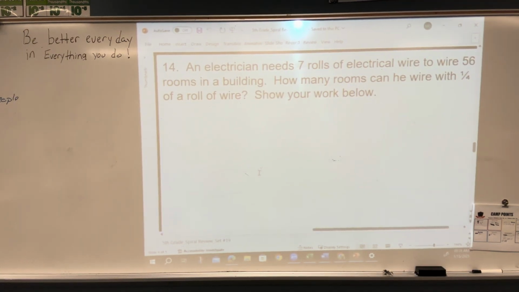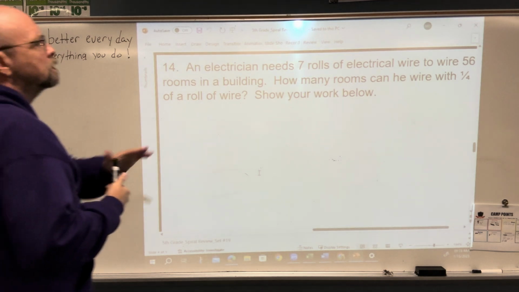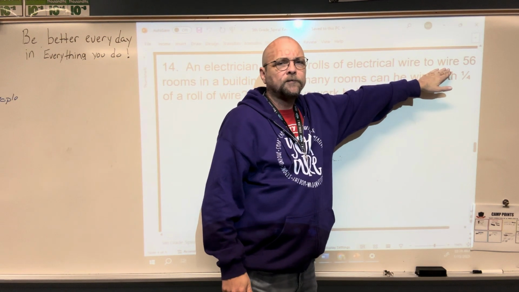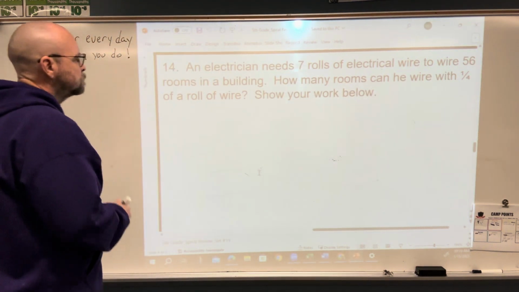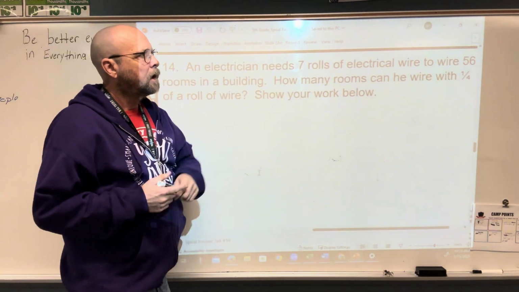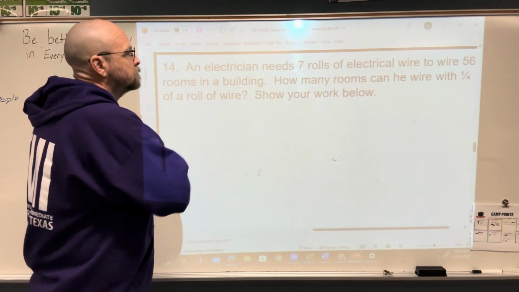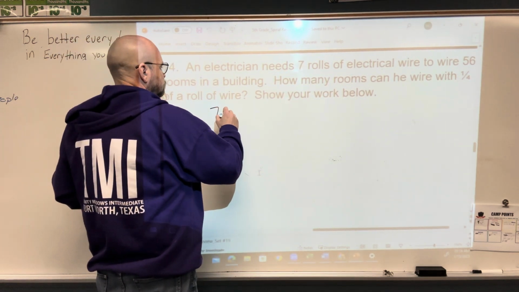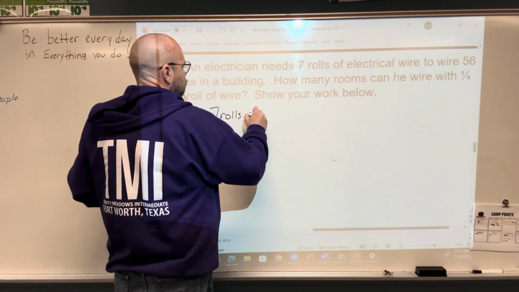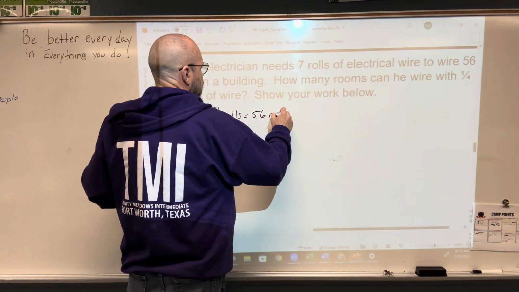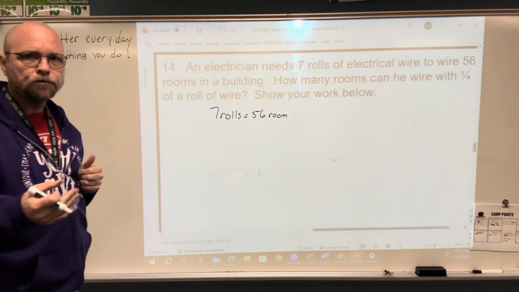An electrician needs 7 rolls of electrical wire to wire 56 rooms in a building. How many rooms can he wire with 1/4 of a roll of wire? Show your work below. So 7 rolls wires 56 rooms. So let's figure out how many rooms we have. If we have 7 rolls, that equals 56 rooms.